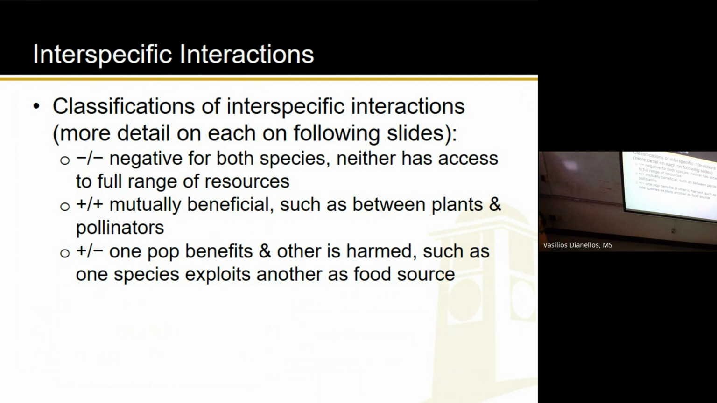And then you have positive. That's when one species benefits from their interaction and one is hurt, right? So like, for example, that picture we saw earlier, the lion eating the zebra, right? That was a positive for the lion. It was a negative for the zebra.